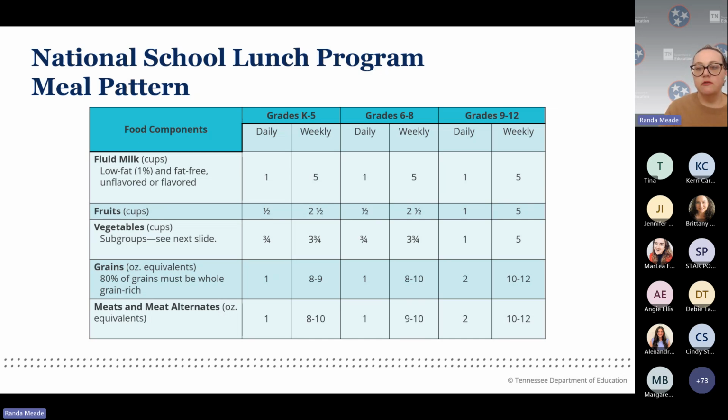For vegetables, you do have to meet the subgroup requirements, which we have on the next slide. And for vegetables, the component size is 3/4 of a cup for K8 and 1 cup for 9-12. This 3/4 cup vegetable requirement is very important to remember if you are not doing offer versus serve for lunch for the smaller kiddos. You have to make sure that you're providing that 3/4 cup or you're not meeting the meal pattern requirements. For grains, at least 80% of your grains must be whole grain rich. And then we also have meat and meat alternates.